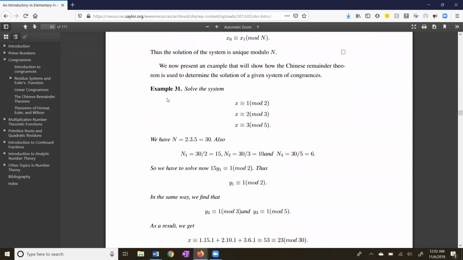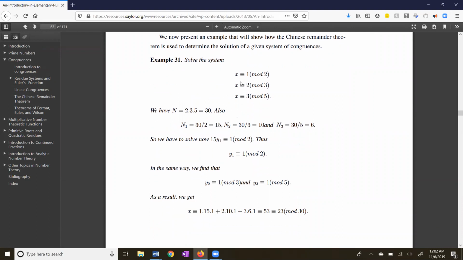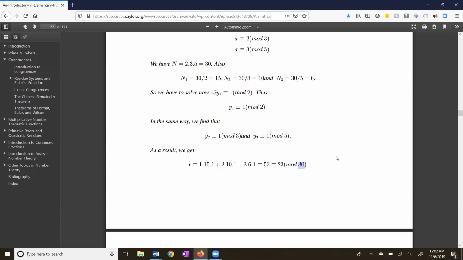Our author has worked out an example 31 here, and this is a good example, and they've worked it out correctly. The answer is 23. I'll let you study this on your own. One thing I will note here, down here in the bottom line, these look like decimal points, but it's actually multiplication. It's 1 times 15 times 1 and 2 times 10 times 1 to give 53. And then 53 is simplified to 23 because we're mod 30. The mod here is the product of the mods. I know that's a lot going on. This is why we need to have an example.